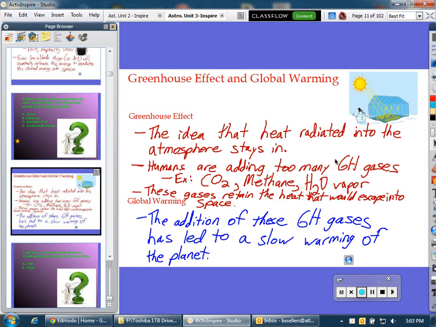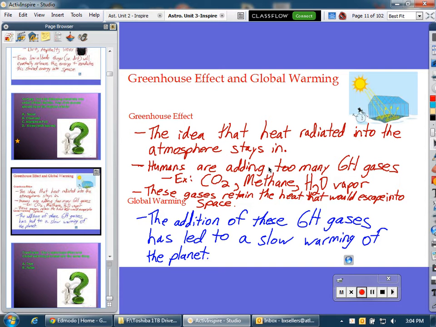So the problem with greenhouse gases is not that they're present. The problem that we're having now with the planet is that humans are artificially adding too many additional greenhouse gases that have not been in the atmosphere for billions of years. A lot of these greenhouse gases are CO2, methane, and H2O vapor, right? Water vapor will retain heat. So any of these things that are added artificially by humans, when I say artificially, I mean not in a natural process, right? We're burning things and adding CO2 and so forth.